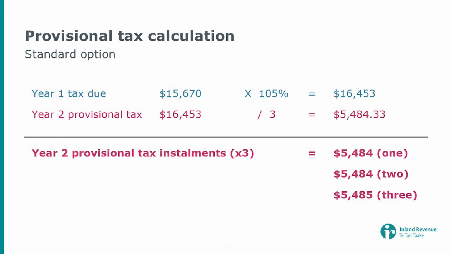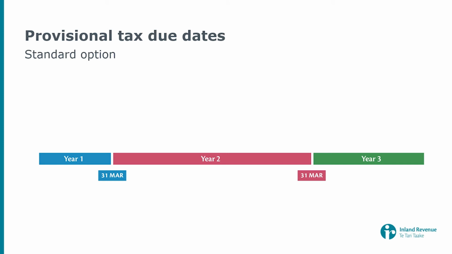The 5% uplift assumes that the business has an increase in profit year after year. In this scenario, we take the year 1 tax due of $15,670, multiply this by 105%, which equals $16,453. We then divide this by 3, as there are 3 provisional tax payment dates in each year. 2 payments of $5,484 and a final payment of $5,485. Let's plot these on a timeline.